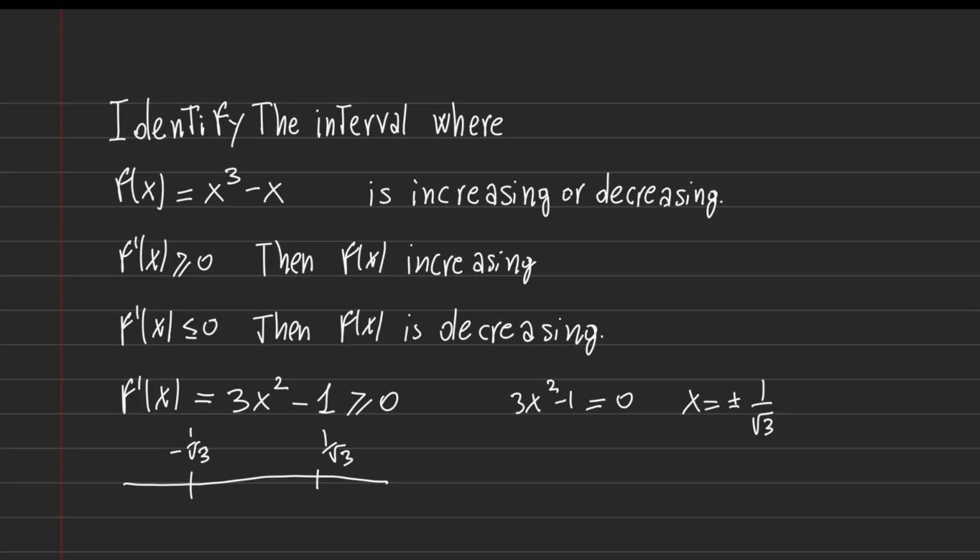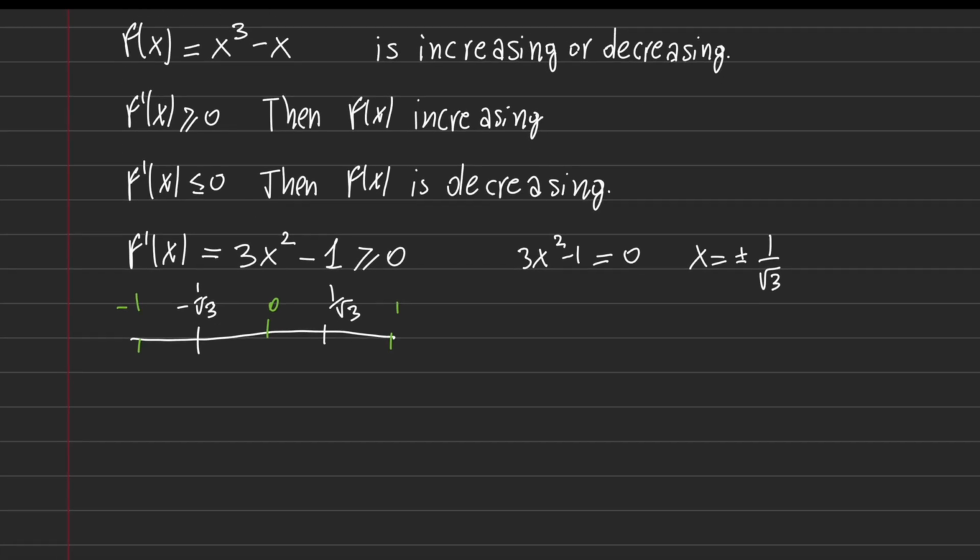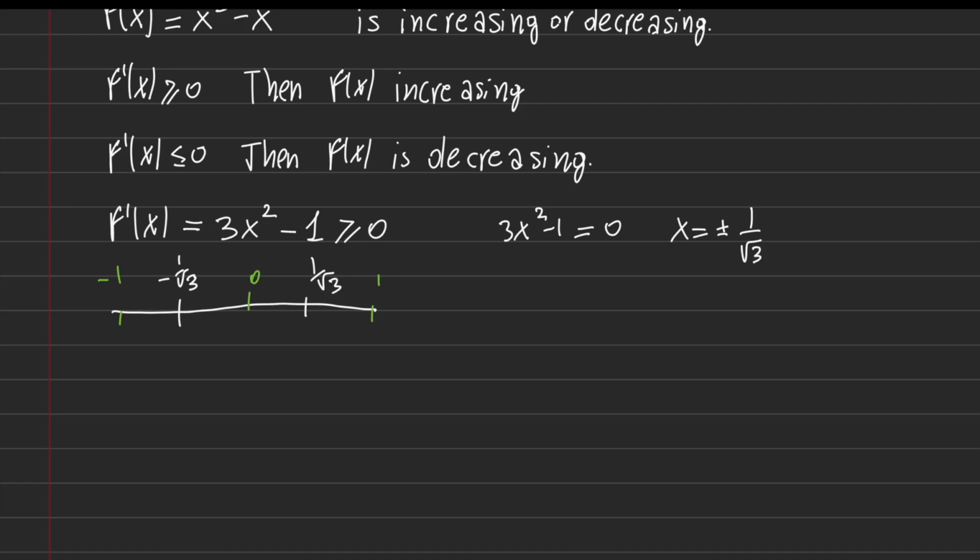We can evaluate it at the point 0, at the point 1, and at the point minus 1, for example. And we evaluate it at 0. F prime evaluated at 0 is equal to minus 1, so this is going to be negative. When we evaluate it at 1, we have 3 minus 1, which is positive. And when we evaluate it at negative 1, we're going to get still 2, which is positive.